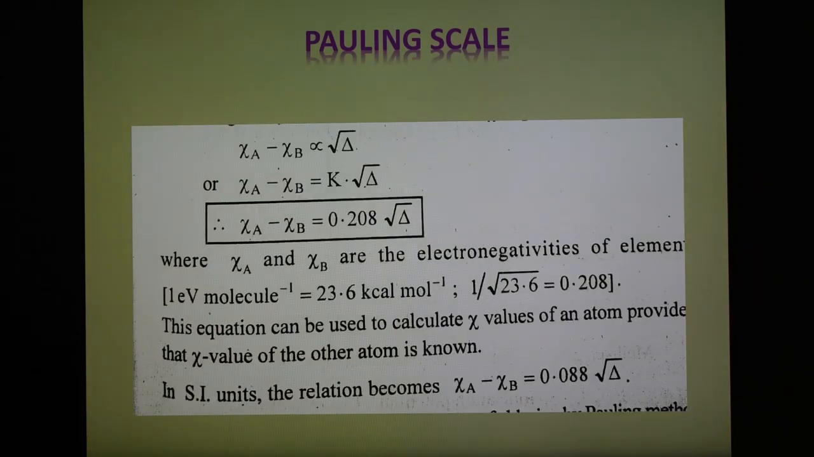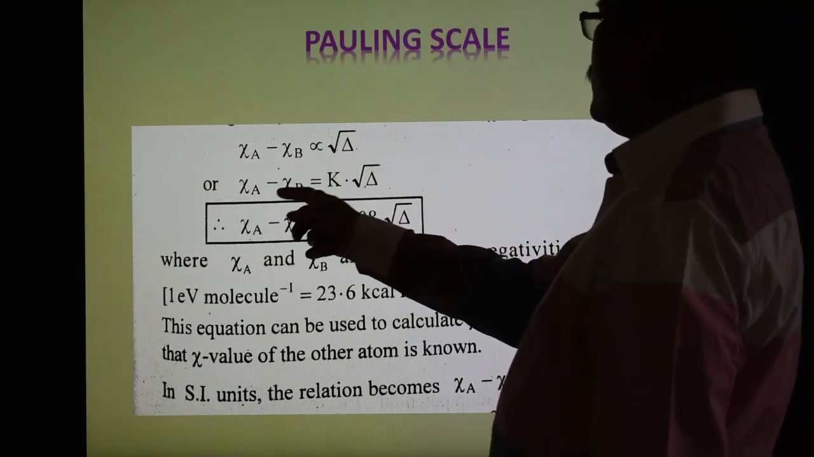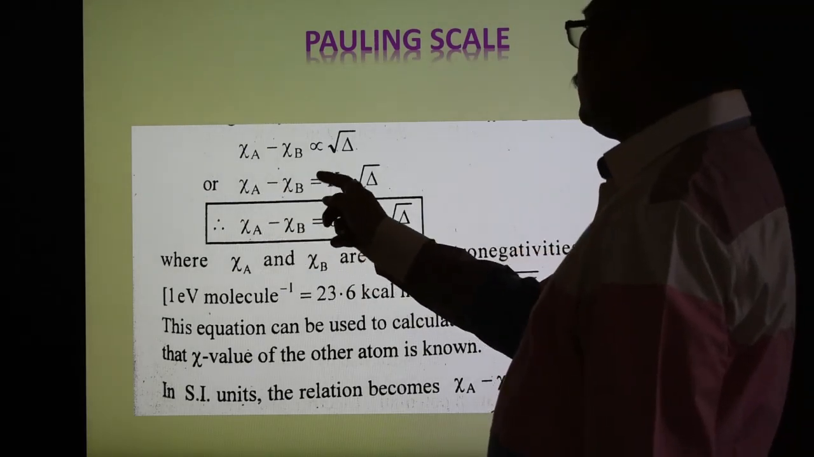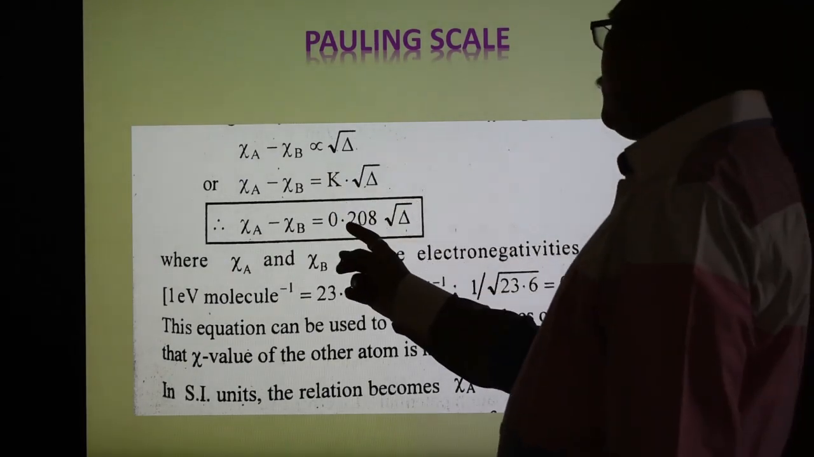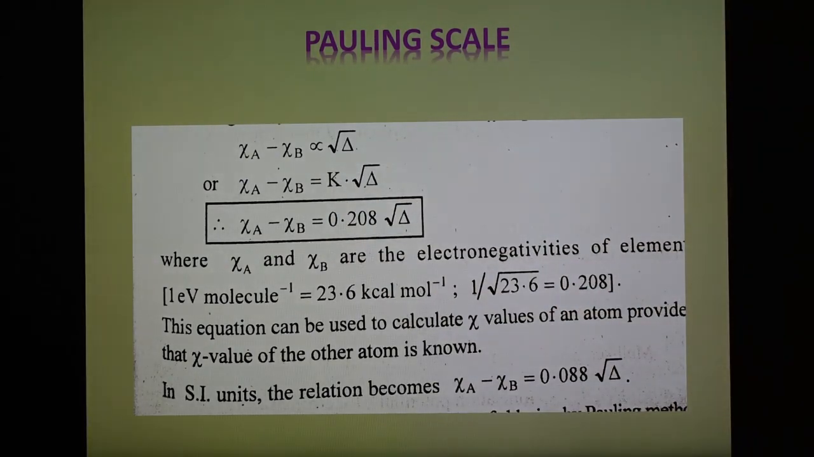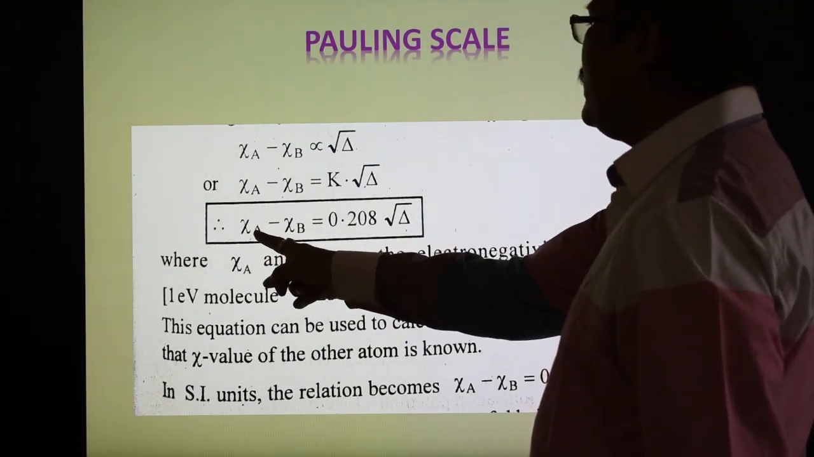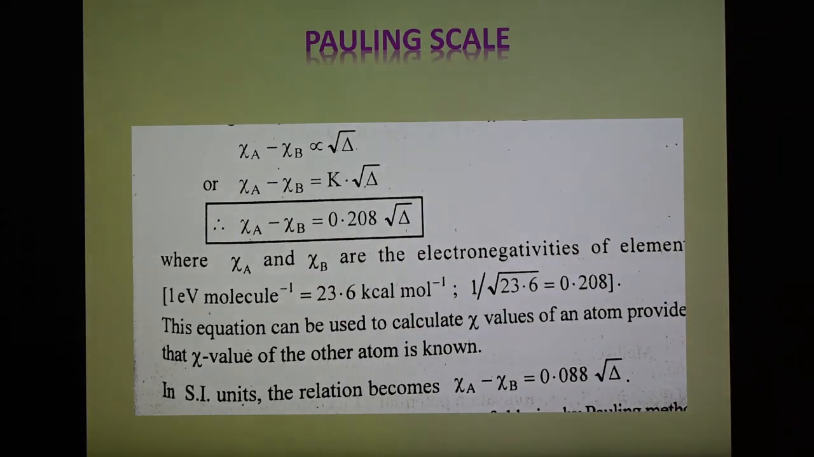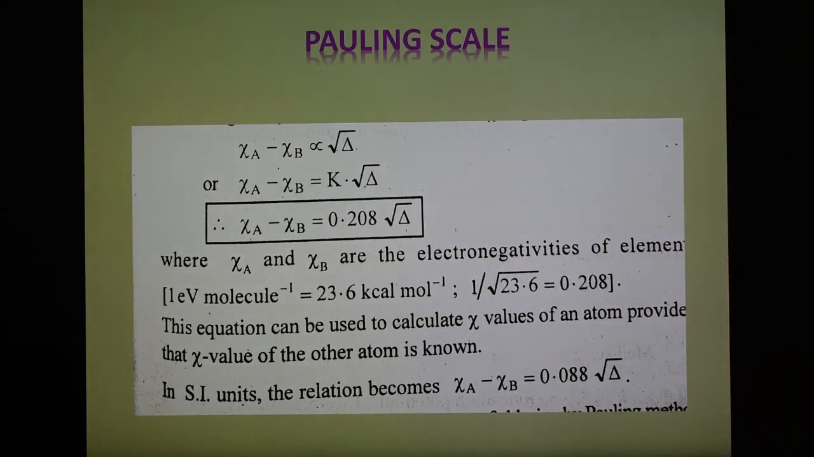Here chi A minus chi B is directly proportional to the square root of delta, or we can write chi A minus chi B equals k times the square root of delta, where k is the proportionality constant, and its value is 0.208. This equation can be used to find the electronegativity of one element if the other is given. Chi A and chi B are the electronegativities of the two elements A and B. To convert to electron volts, 1 electron volt equals 23 kilocalories per mole, and this equation can be used to calculate the electronegativity values.